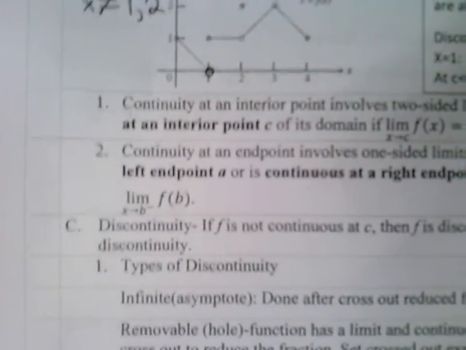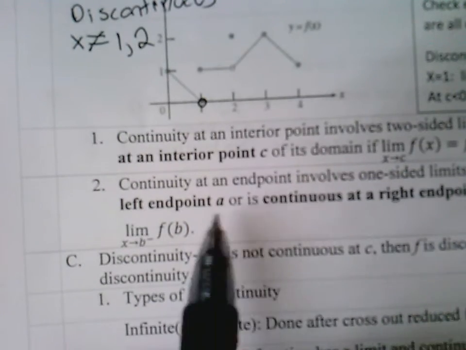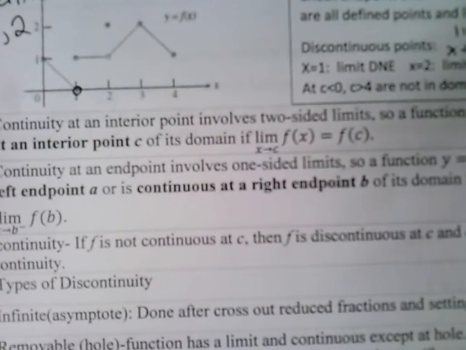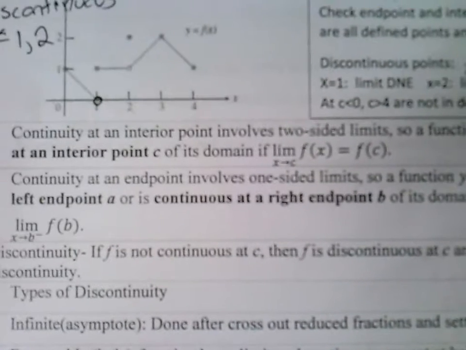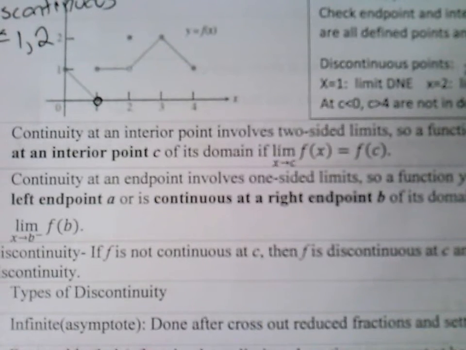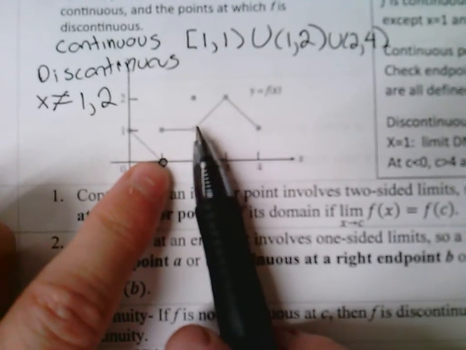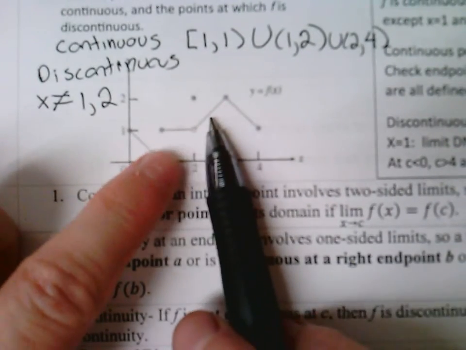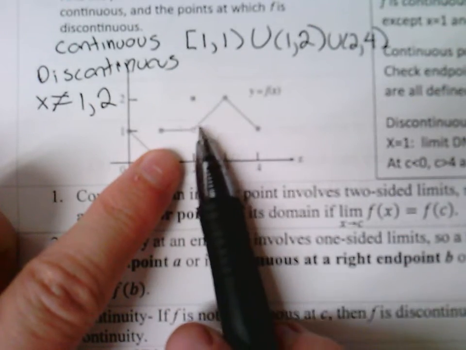Okay, so continuity at an interior point. This involves two-sided limits, so the left and the right-hand side limits must be equal. A function y equals f of x is continuous at an interior point c of its domain if the limit as x approaches c of f of x equals f of c. So this is pretty much saying that it is not continuous here, because the limit, while it may be 1, does not equal the defined point. So it is not continuous at this point.